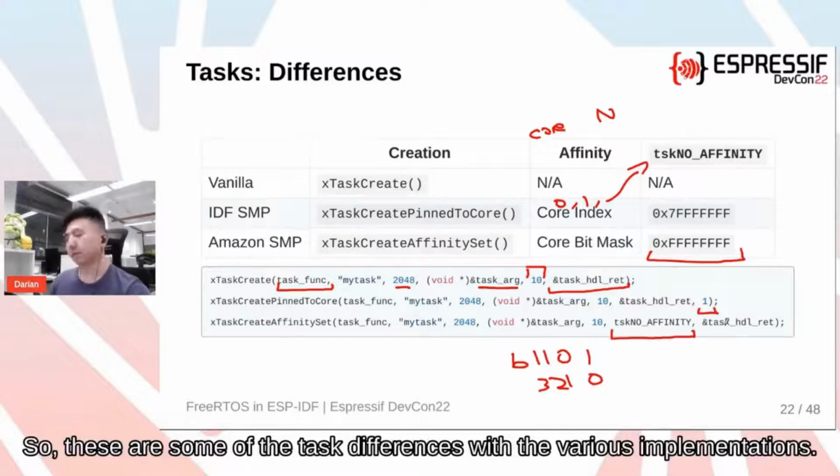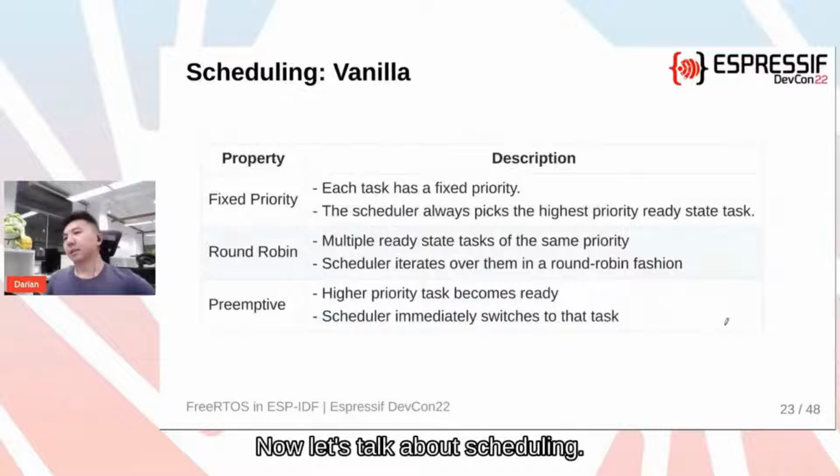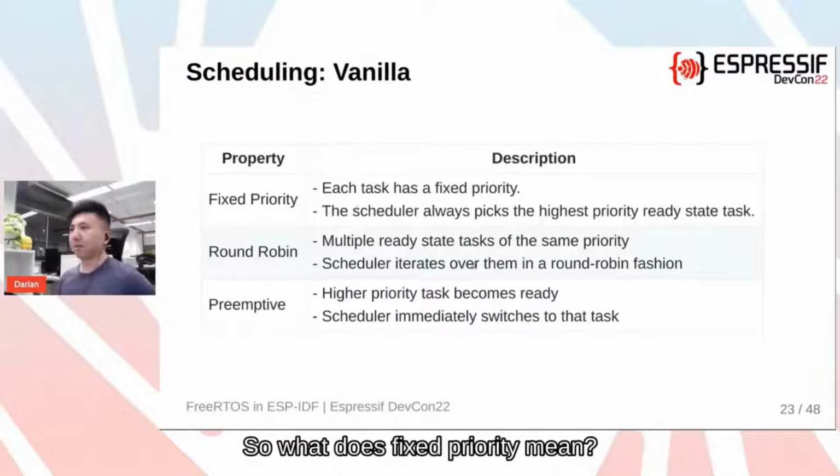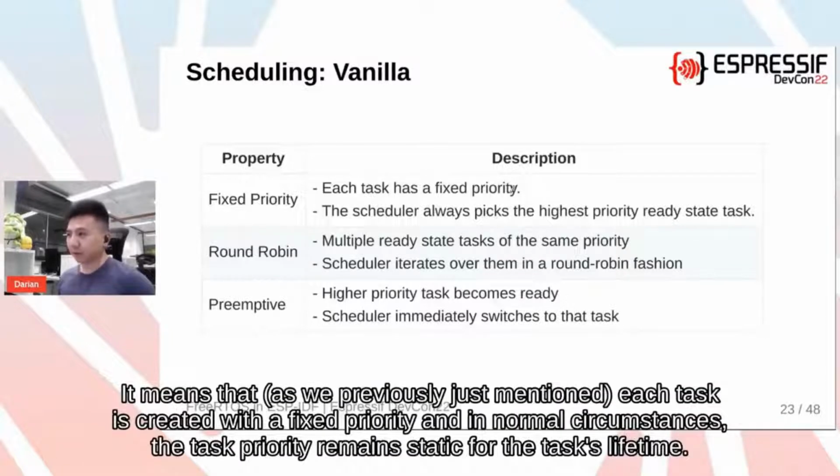Here are some of the task differences with the various implementations. Now let's talk about scheduling. In vanilla FreeRTOS, the scheduler can be said to have 3 main properties, which are fixed priority, round robin, and preemptive scheduling. So what does fixed priority mean? It means that, as we previously mentioned, each task is created with a fixed priority, and in normal circumstances, the task priority remains static for the task's lifetime.